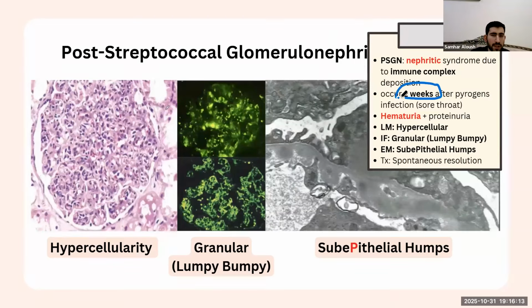It happens 2 weeks after that. So someone presents to you with sore throat, fever and stuff, and after 2 weeks, after he resolves from the infection and everything, he develops nephritic syndrome, which is hematuria and proteinuria. This guy is having PSGN.